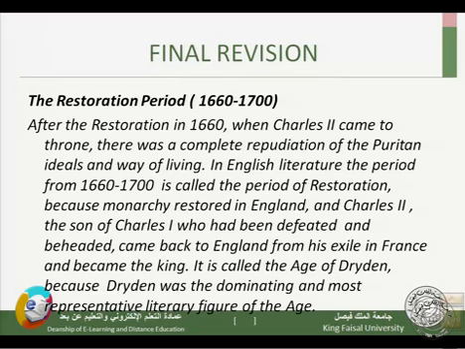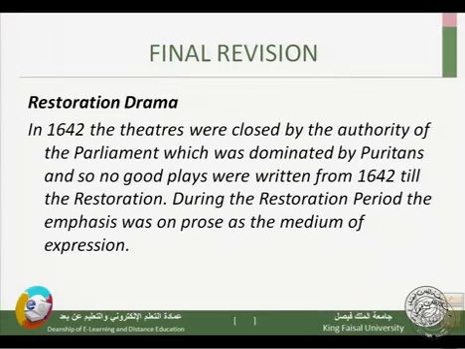It is called the Age of Dryden because Dryden was the dominating and most representative literary figure of the age, and this is what we said, that this part is dominated by him. The most prominent name is Dryden, as Milton was the most prominent name in the first part of this age.